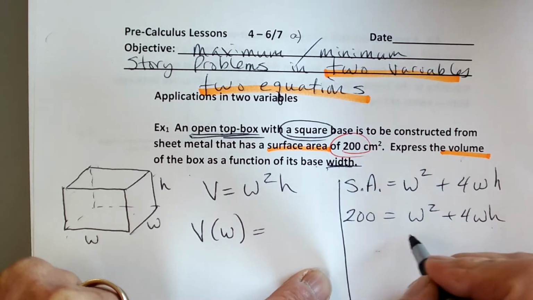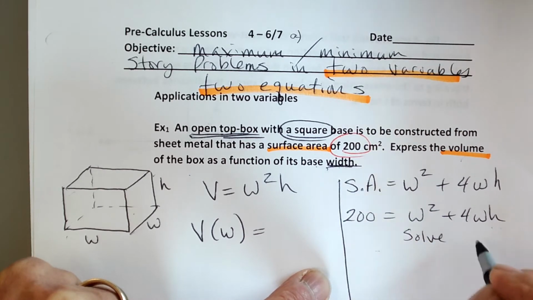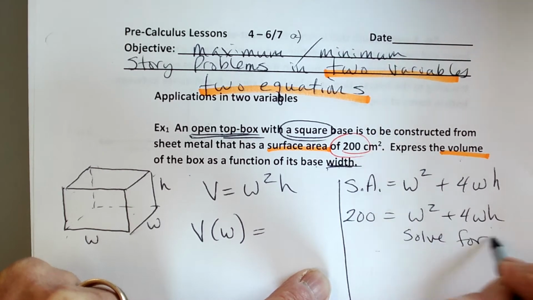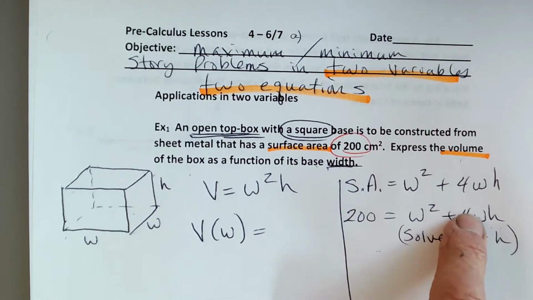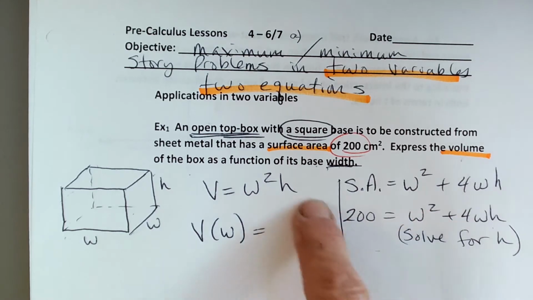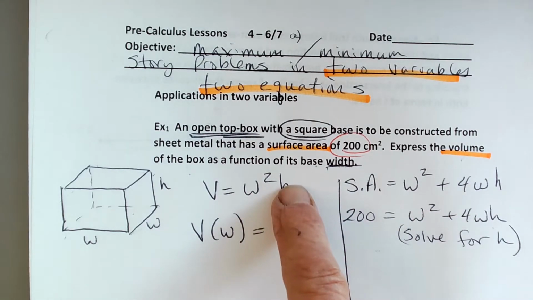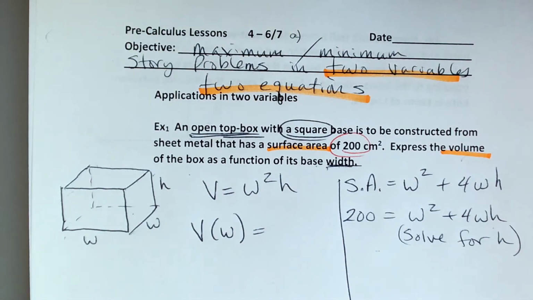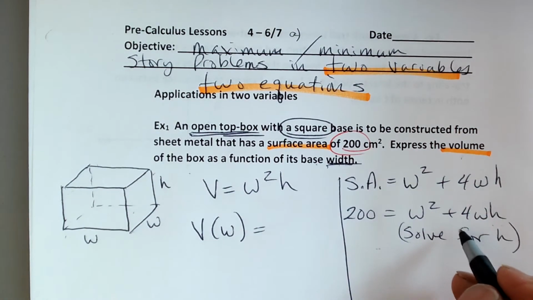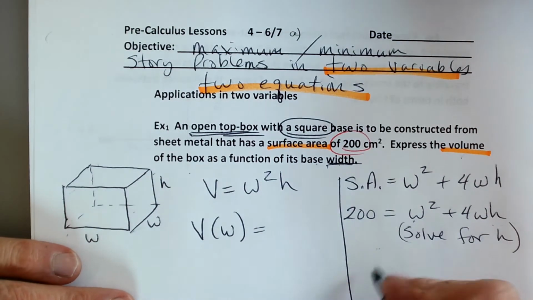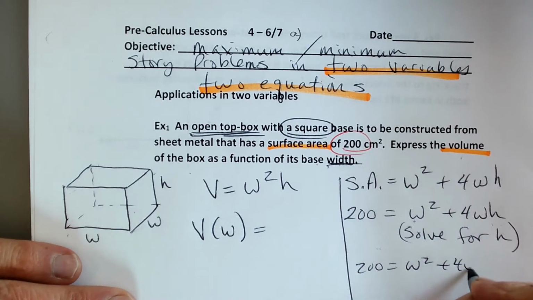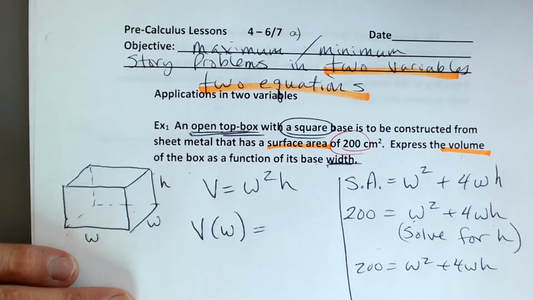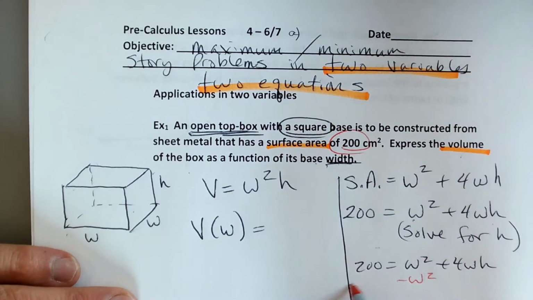So let's solve for H. Because if I solve for H, I'll have H equals blah, blah, blah W's. I'll put it in for H here, and everything will be in terms of W's, okay? All right, so I'm going to solve for H. So the first thing I'll do is go minus W squared. So 200 equals W squared plus 4WH. So I'll go minus W squared, right?